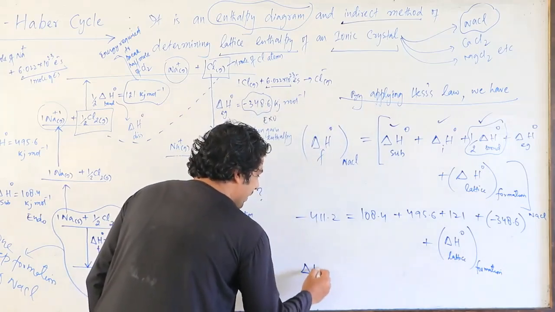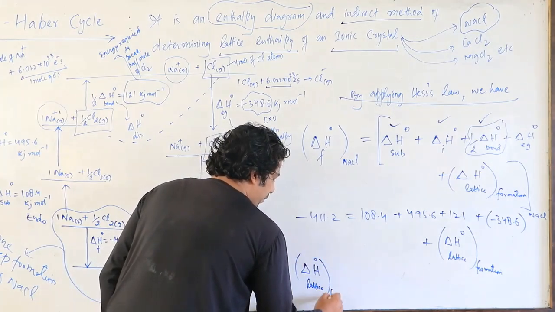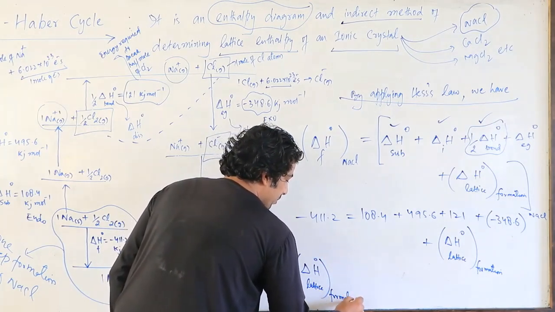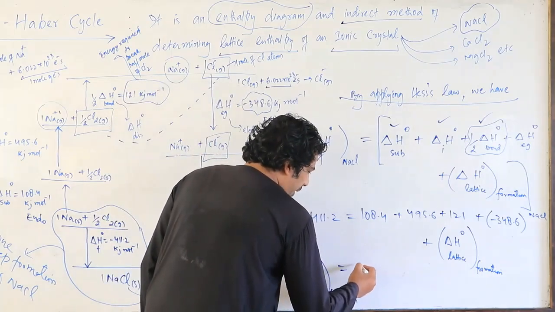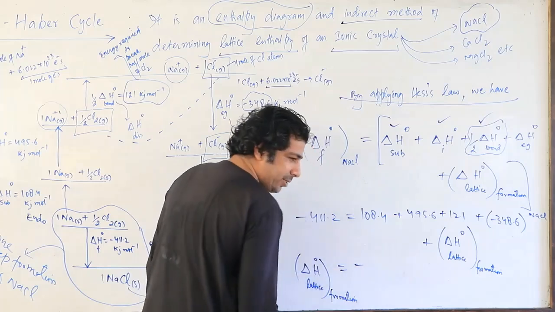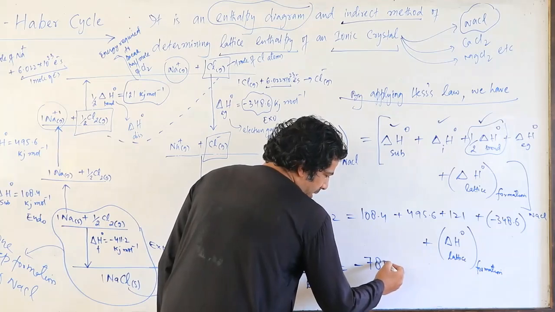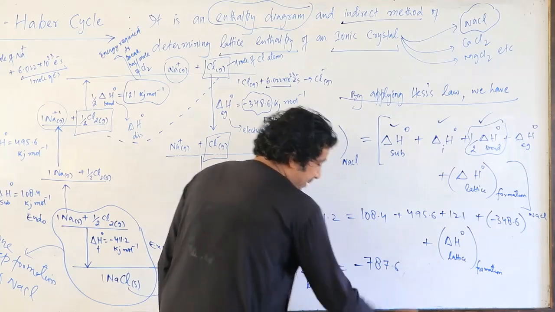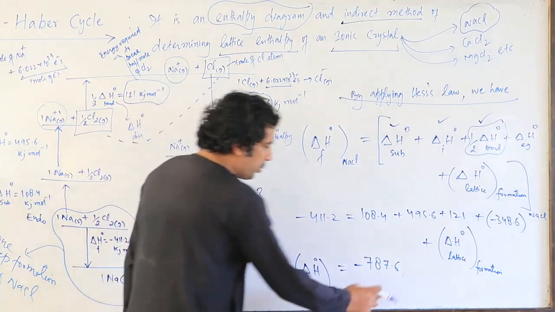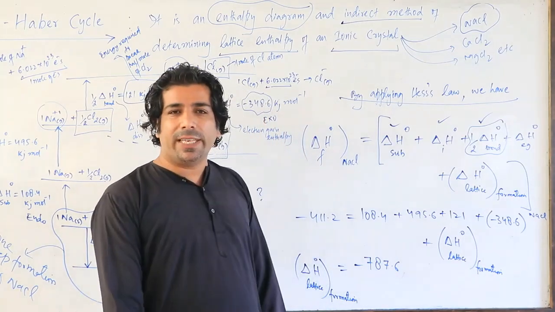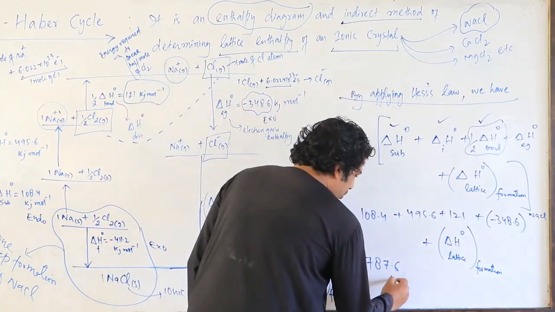So finally, delta H lattice formation will be equal to, near about, it's a formation process, so it has to be minus only finally. So it will be minus 787.6. Okay, my dear friends. So exactly the actual value is 788. So you can round it off as 788. So it's kilojoule per mole.